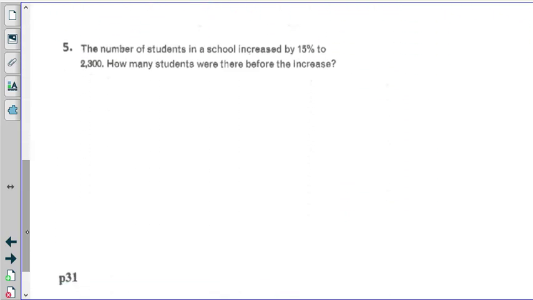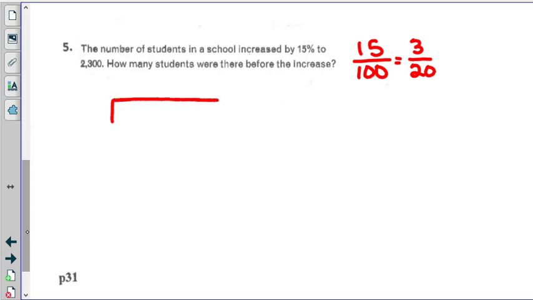The number of students in a school increased by 15%. Well, 15%. Percent means divide by 100 or 15 out of 100. Can I reduce that to a fraction? Will that help me? They have a 5 in common, so that's equal to 3/20ths. Lowest terms. It increased by 15% to 2,300. How many students were there before the increase?